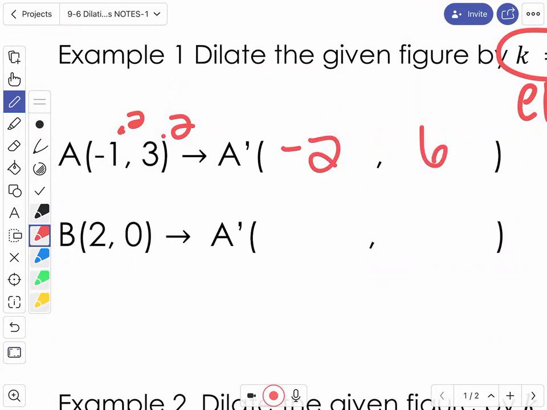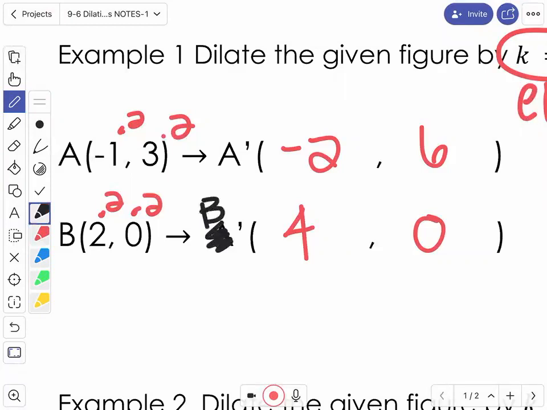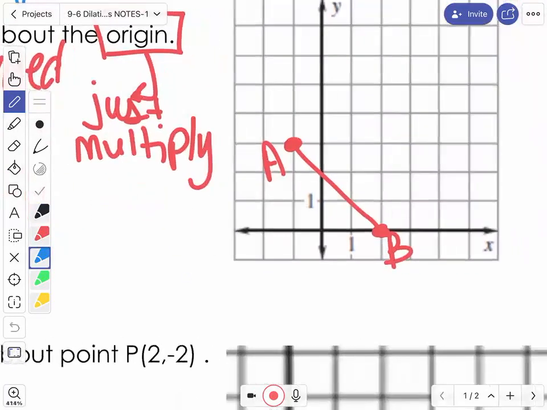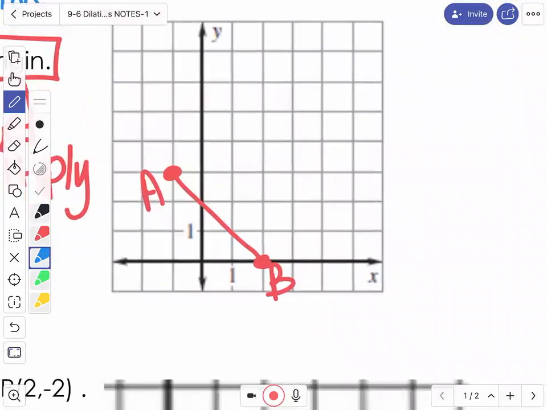Let's get the next one. Again, the 2 and the 0 both times 2. So 2 times 2 is a 4. 0 times 2 is still a 0. Now let's plot B prime. Let's plot the new A prime and B prime and see where our final image landed. So the new A is at -2, 6. So there is my A prime. B prime was at 4, 0.